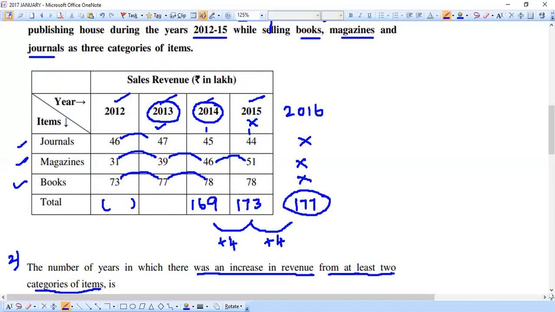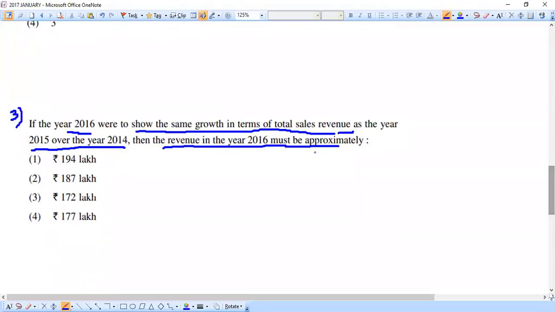So here 2014 to 2015, we have plus 4. And the same thing comes here also. So here also we have 173 to 177, that will be plus 4. If you do that, we get 177. So we get the same value. And that matches with option number 4. So successfully we got the answer for this.